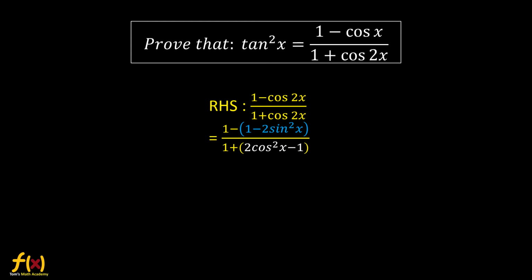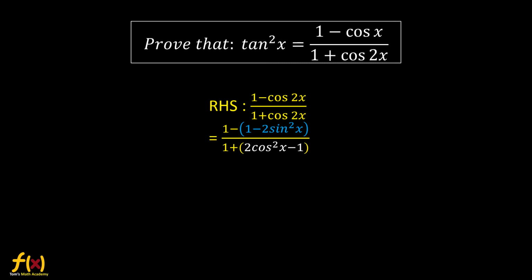In the denominator we can use 2 cos square x minus y. Look at the left hand side, we have tan square. So we need sin square over cos square when we simplify. That's why we use the compound angle formulae for cos 2x here.